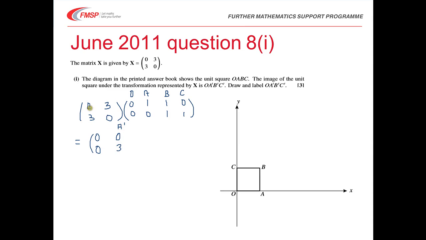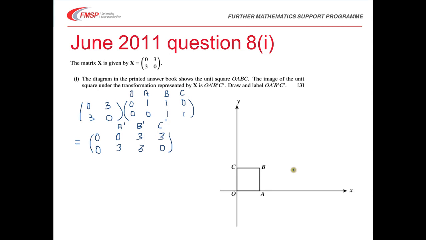We'll do the same thing for B, so it's 0 times 1 plus 3 times 1, which is 3, and 3 times 1 plus 0 times 1, which is 3. So we now have the image of B, which we'll label B dash, and then we do C. 0 times 0 plus 3 times 1 is 3, and 3 times 0 plus 0 times 1 is nothing. And we now have the image of C, C dash.